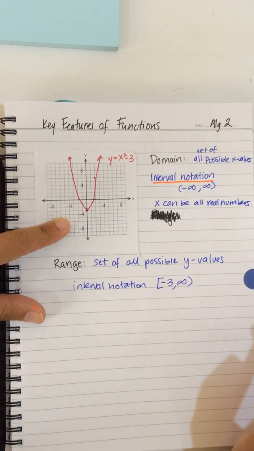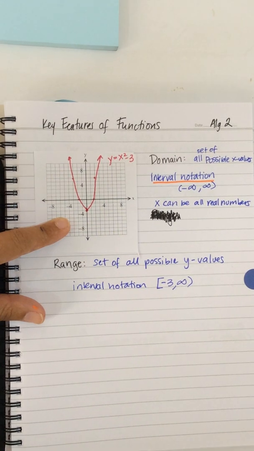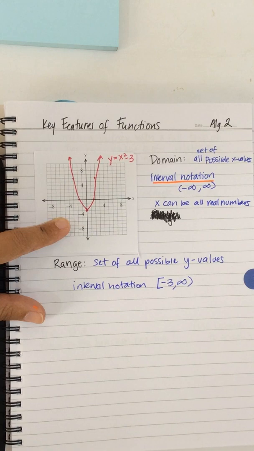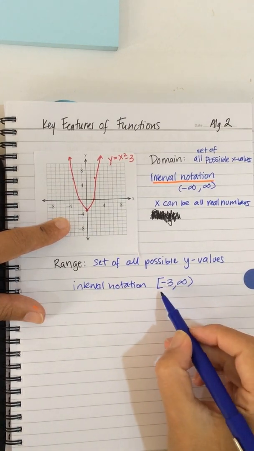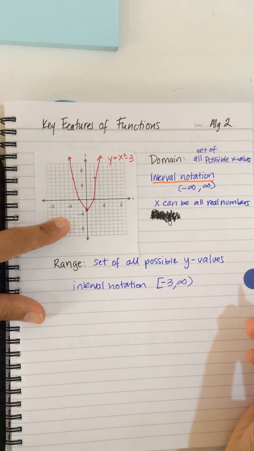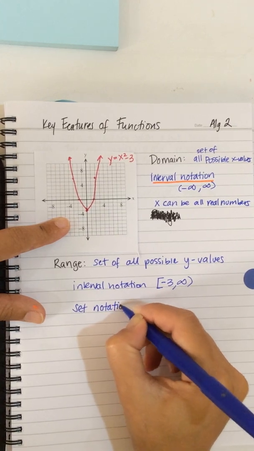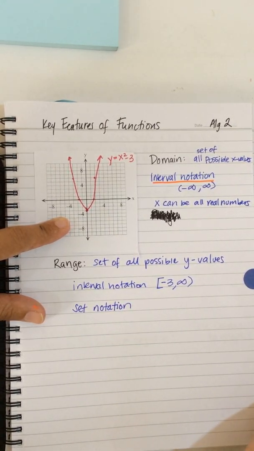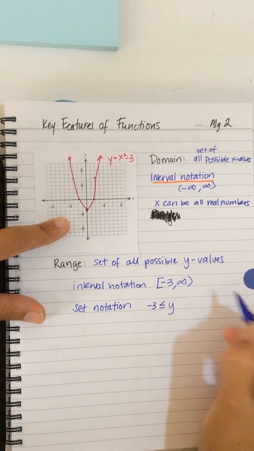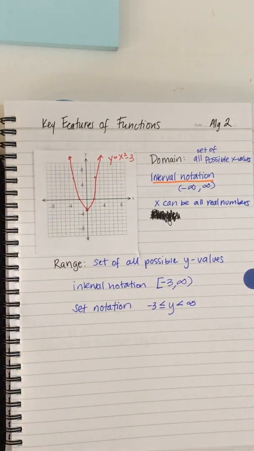If it could not be -3, let's say that was an open circle or open dot, like a discontinuity, then this would be a parentheses, right? That's kind of like, this is the greater than or equal to, where a parentheses would just be greater than. And so then the way you would write that, so you can see it in set notation, would be that y has to be greater than or equal to -3, but less than infinity, right?